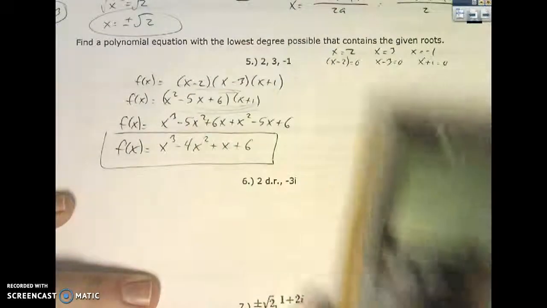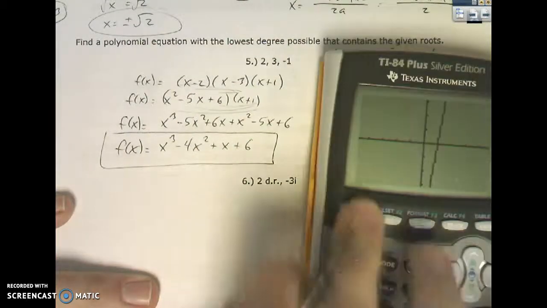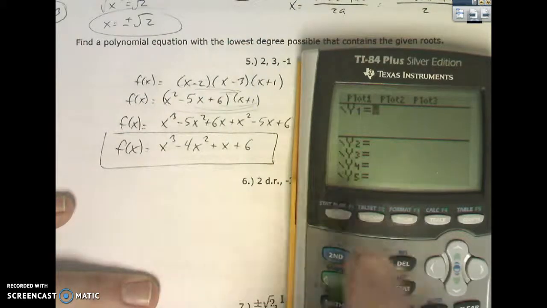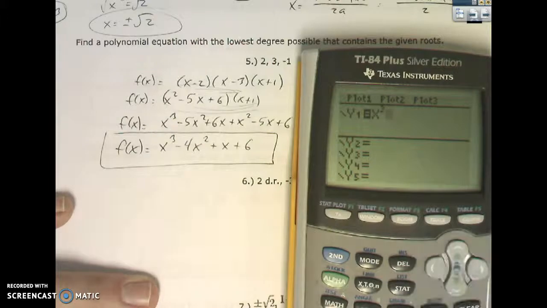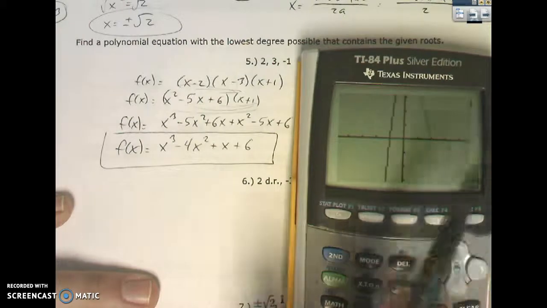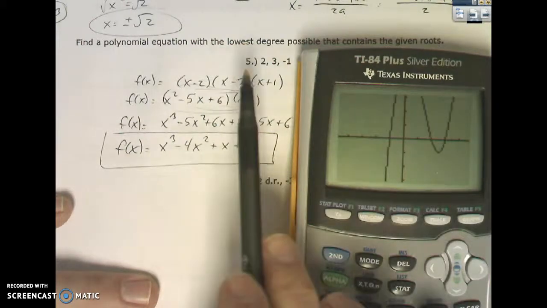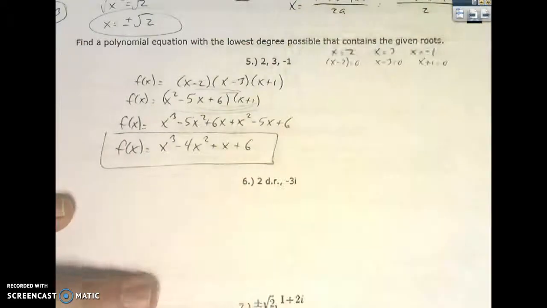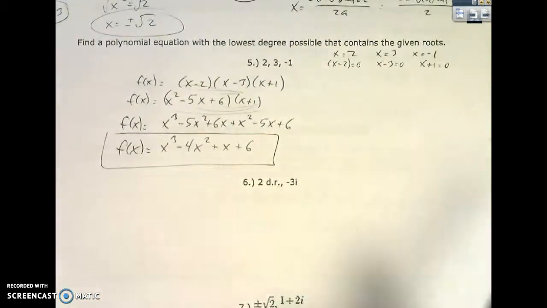Now here's the cool thing. I have my calculator right here, and if I type in my answer, minus 4x squared plus x plus 6, and graph this, I'll know I did this right if it hits at negative 1, positive 2, positive 3. There you go. This is actually how I create problems for your tests.